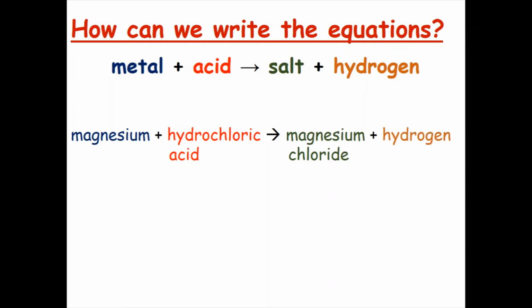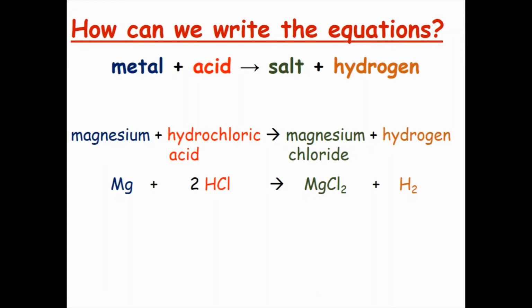Now we are going to transform this into a symbol equation. The symbol for magnesium is Mg, the formula for hydrochloric acid HCl, and they react to magnesium chloride. The formula is MgCl2 plus H2 for hydrogen. Now there's only one more thing we need to do to balance this equation, and that is to put a 2 in front of the HCl for hydrochloric acid.